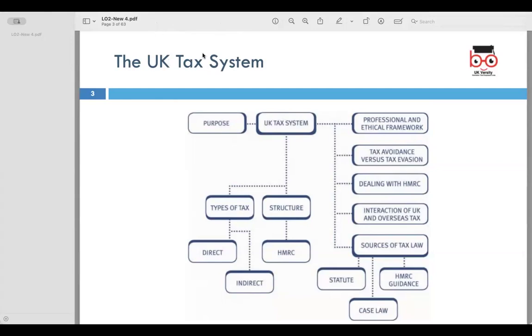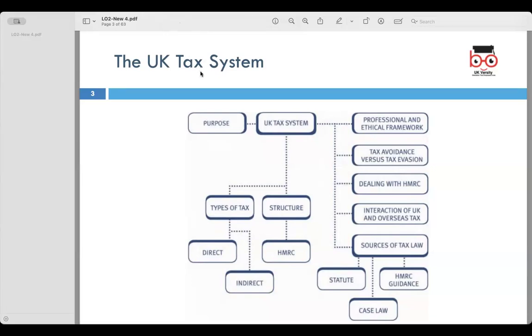So the UK tax system has several purposes, including funding government expenditures and promoting social objectives. In terms of structure, tax can be categorized into two main types, direct and indirect taxes. As we discussed yesterday, direct taxes are levied directly on individuals or businesses, such as income tax and corporation tax.